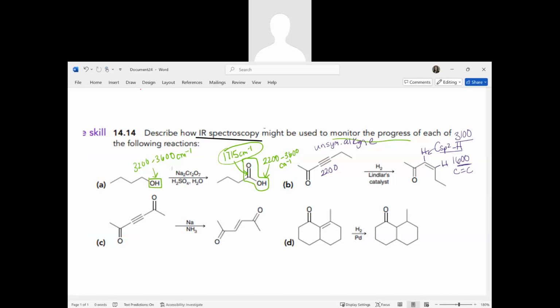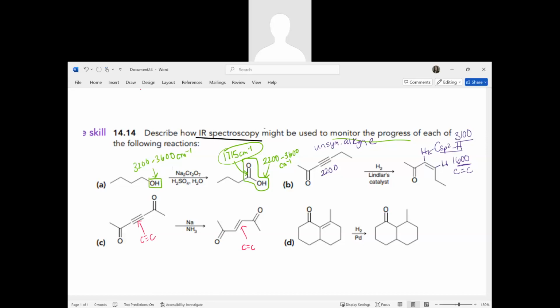We have our triple bond here in our starting material. This is a symmetric compound, so we would not see a CC stretch here because there's no net dipole moment in that carbon-carbon triple bond. Also, the CC double bond stretch here would not be apparent, again due to symmetry within our molecule.